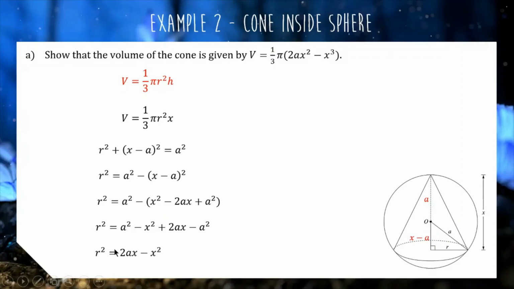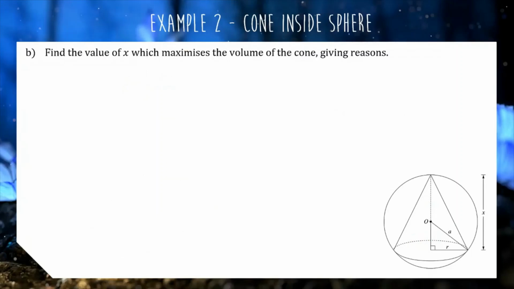Now we'll take that r squared, put it into our volume formula here, and cross our fingers and see what happens. So we get this, which is almost there. We just need to multiply this value of x inside the brackets, and we get 2ax squared minus x cubed. We've done it, QED. So there we go, that's part 1 done. Now we can do some calculus in part 2. This is where the fun begins.